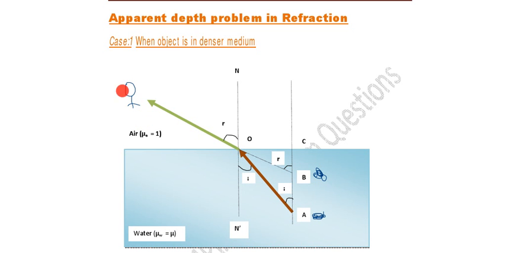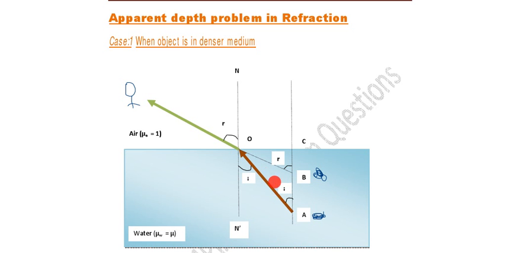Okay, so let's see this diagram. There is a light ray, so this is our incident ray. This light ray goes and is incident at the point of incidence O. NN dash is the normal at the point of incidence, and this I is the incident angle. Because this is the incident angle, this is also I.